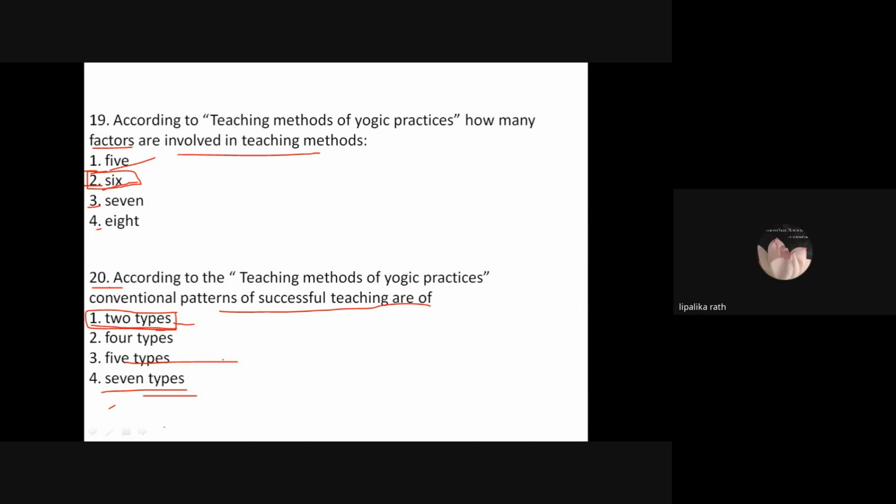Ma'am, lecture method is teacher centered, na? Yes, and only lecture method is teacher centered here. Teacher centered means it's a formal teaching approach. According to me, the answer should be two types, but you do your own research. You can read the book also.